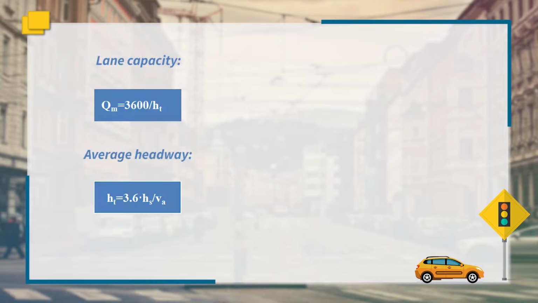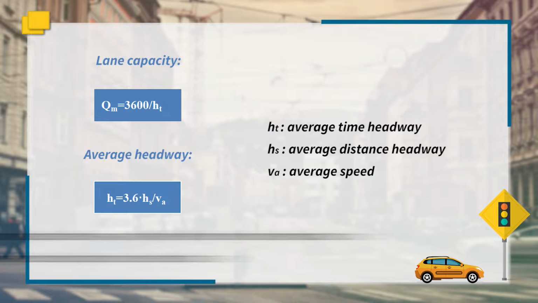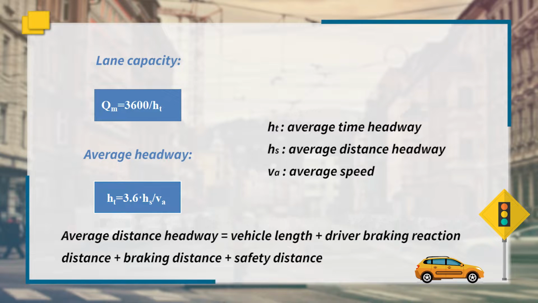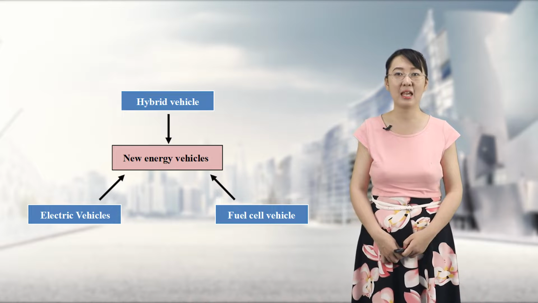This is the calculation of lane capacity. Lane capacity is related to time headway and space headway. Average space headway equals the sum of vehicle length, the driver's braking reaction distance, the braking distance, and the safety distance. Nowadays, new energy vehicles and intelligent connected vehicles are the hot issue for future development.